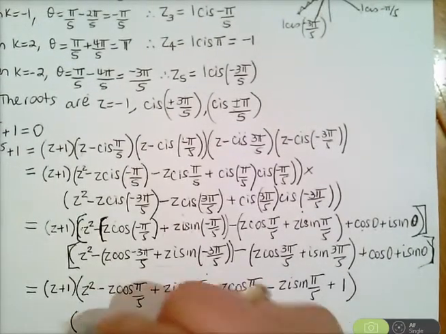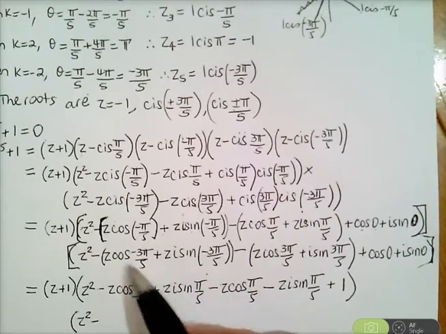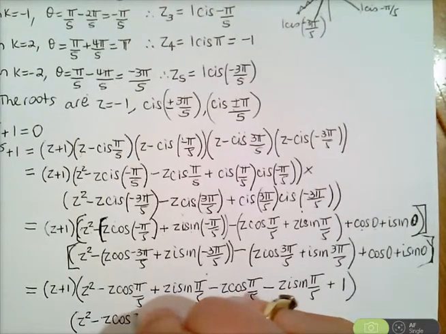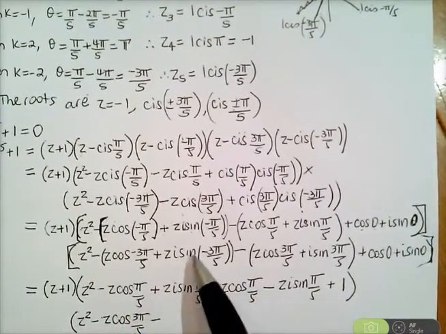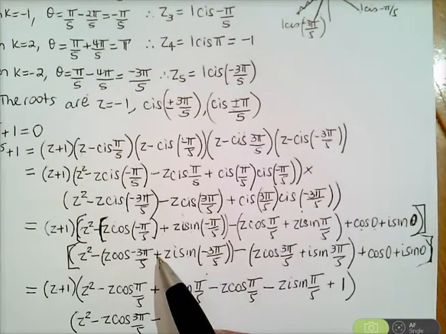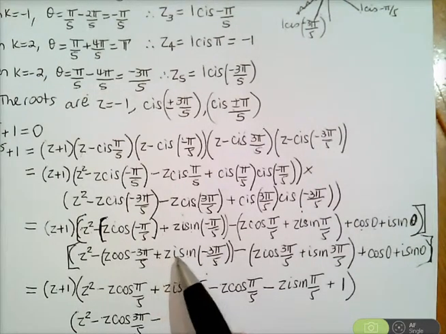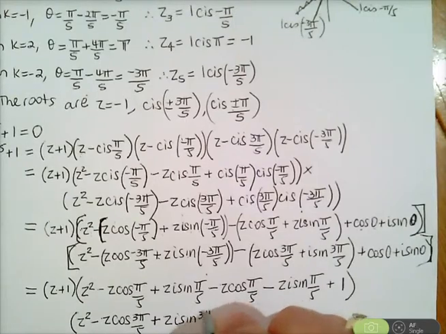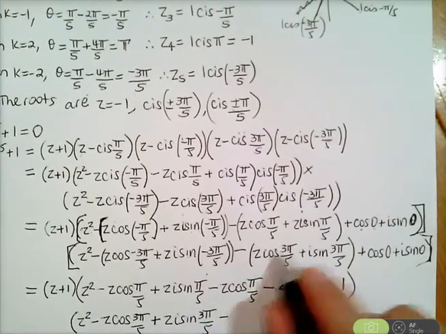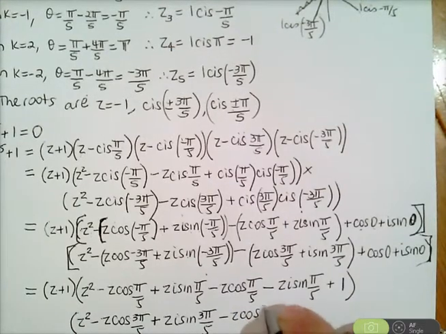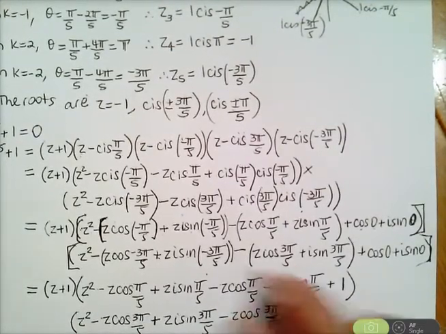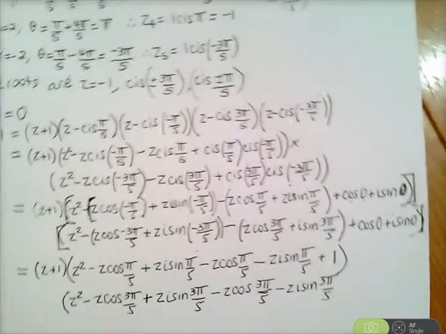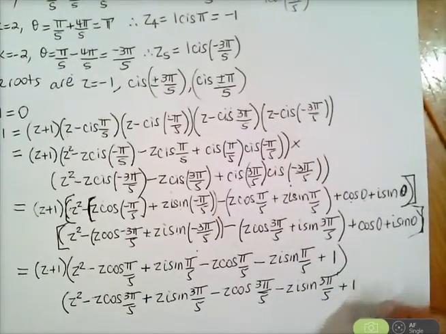Now, expanding this row down here, I've got z squared minus. Now, we know that cos of minus 3 pi on 5 is positive, so we've got minus z cos 3 pi on 5. And we know that sine of minus 3 pi on 5 is the same as minus z i sine 3 pi on 5. So minus minus gives me a plus z i sine 3 pi on 5. Then we've got minus, that will stay the same, minus z cos 3 pi on 5. And just expanding here, minus z i sine 3 pi on 5. And we know that cos of 0 is 1 and sine of 0 is 0.